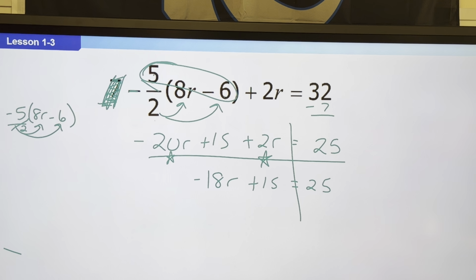It's a 2-step equation. Go ahead and solve it. Go. This is what we warmed up with.